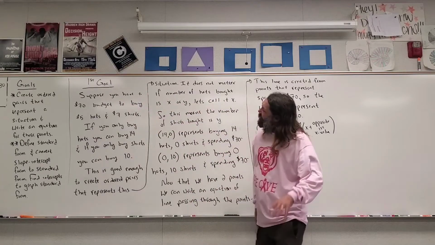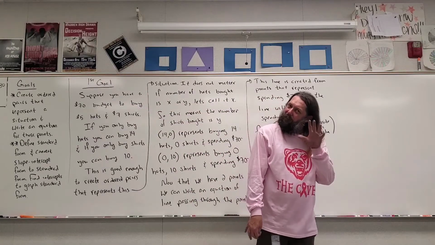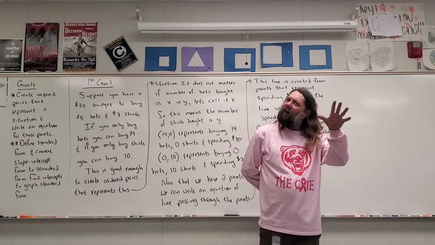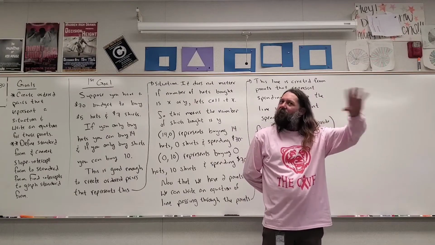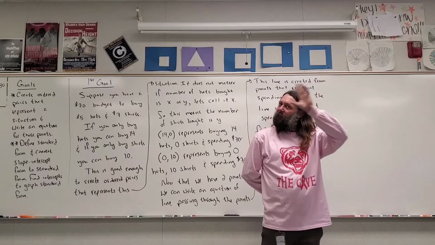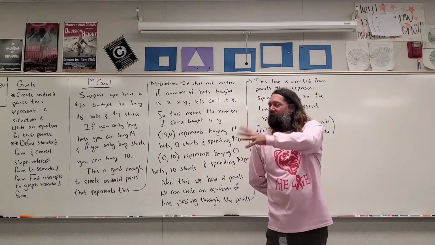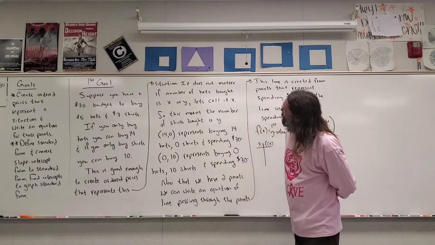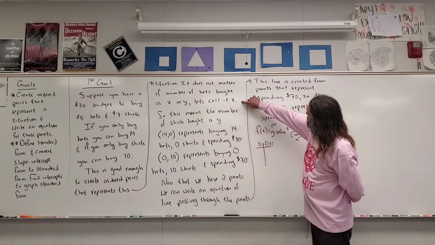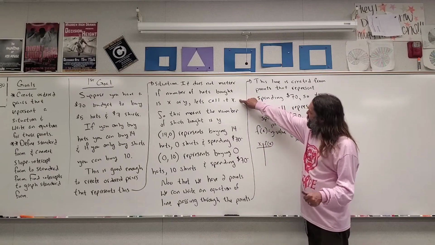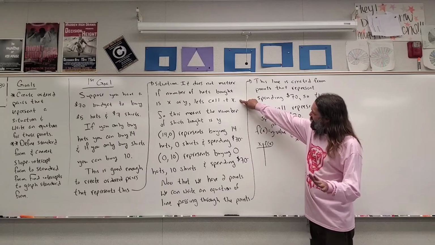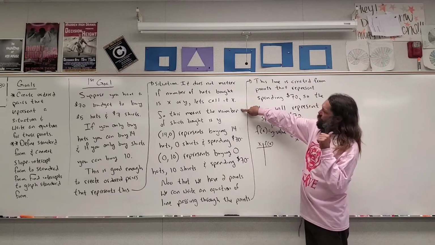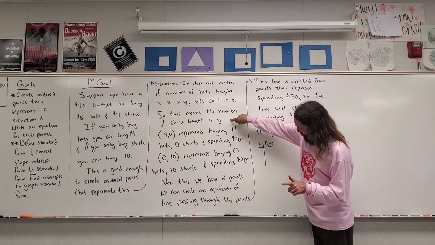It does not matter. So now we're gonna start to make this a little bit mathematical, and we're gonna define buying hats as a value X or Y. We're gonna define buying shirts as a value Y or X. It depends on how we pick the first one. But again, it does not matter if the number of hats bought is X or Y. So we're gonna call it X. So the number of hats you buy is called X. The number of shirts you buy is called Y.